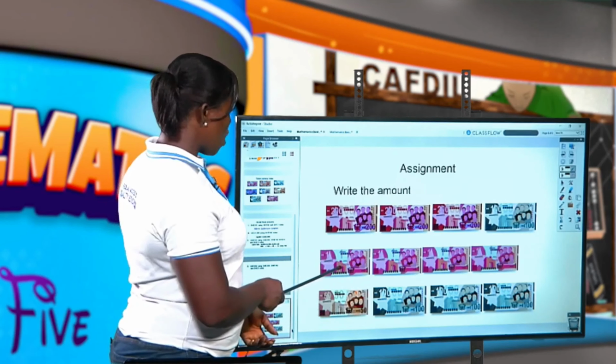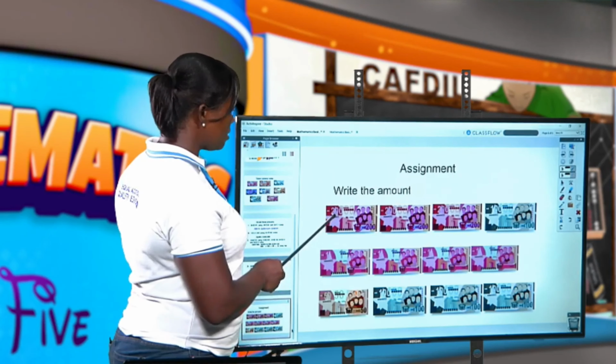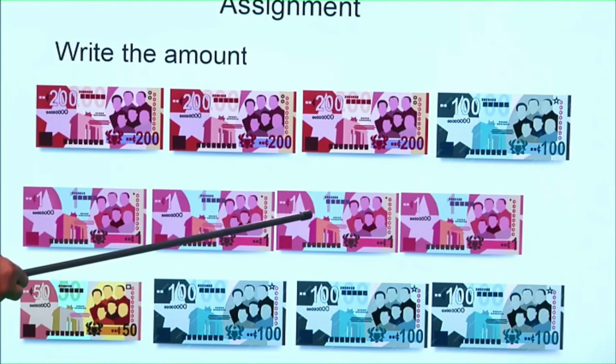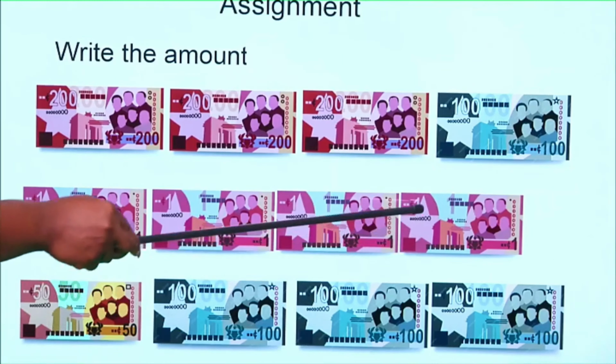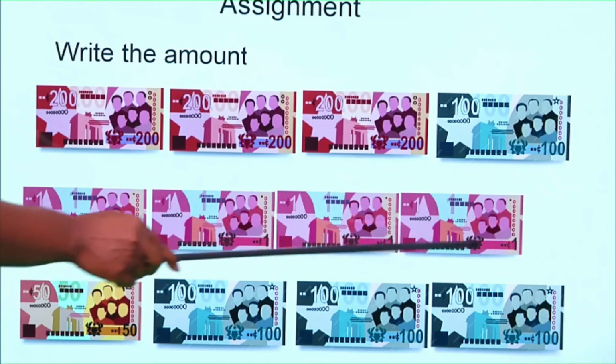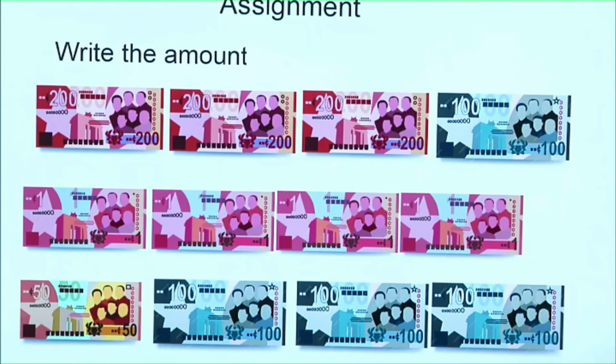This is the second one. So this is our first. This is the second. We have 1 Ghana cedi. This is also 1 Ghana cedi. 1 Ghana cedi. Oh, okay. 1 Ghana cedi. How many of the 1 Ghana cedi? Add everything and then you write the amount against it.